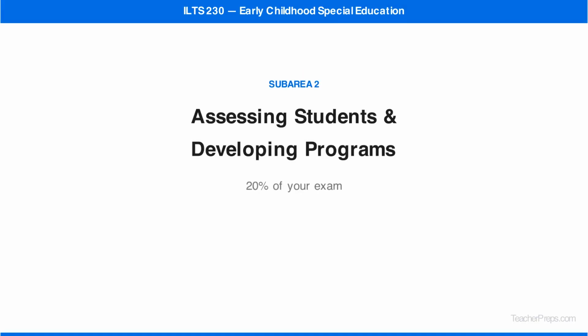Now let's move to Subarea 2. Assessing students and developing individualized programs. This subarea is also worth 20% of your exam and covers 3 areas: assessment types and procedures, using assessment data for instruction, and IEP and IFSP planning.